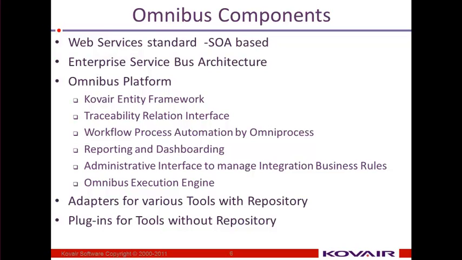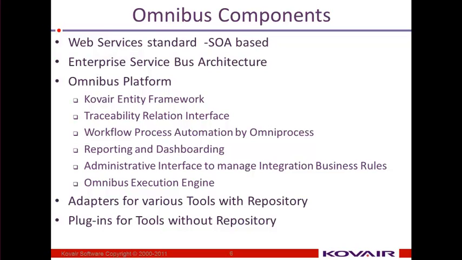Okay, so let's talk about the Omnibus components a little bit. Omnibus is a web service standard using SOA, which basically means that you should be able to integrate any tool running on any kind of platform, whether it's a mainframe, Windows, Linux, even a desktop tool, anywhere in the world, because we use the internet to connect them, even behind the firewall. And it uses, as I mentioned, enterprise service bus architecture.